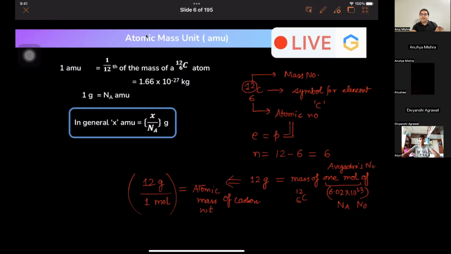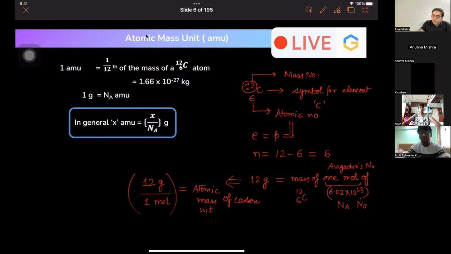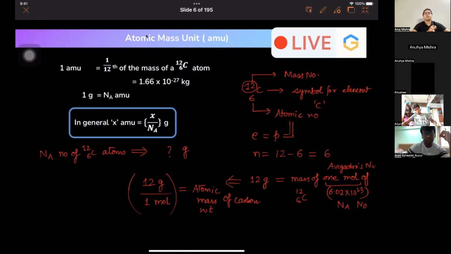Wonderful. Let me write this whole statement again in a simple way. I take Na number of 6C12 atoms. How much will it weigh in grams? I'm putting the question in a different way. I have Na number of 6C12 atoms. What is the weight of this? Please answer in the chat box. Very good. So the answer is definitely 12 gram. Na number means 1 mole of things. This is another way to write the same thing.